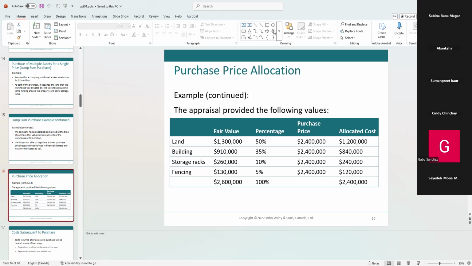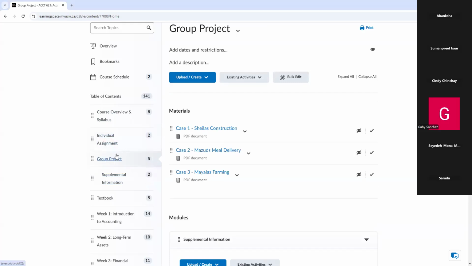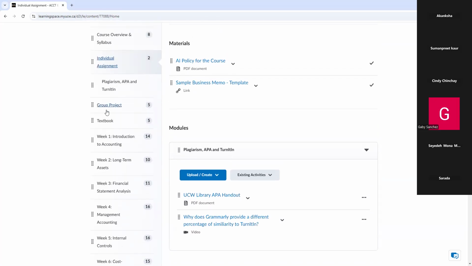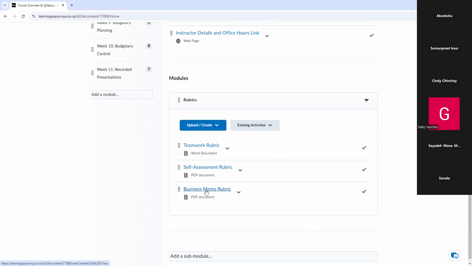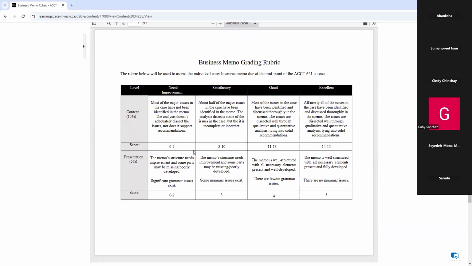So now let's stop this sharing and let's go to the white space and find out where the evaluation is going to come from. So your evaluation is going to come from the chart that I showed you in class. That's not available for your individual assignment. Policy course. Where did we see this? So here, yes, self-assessment business memo rubric. This is where the mark is going to come from. Can you guys see the screen?